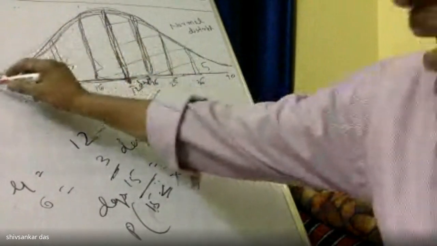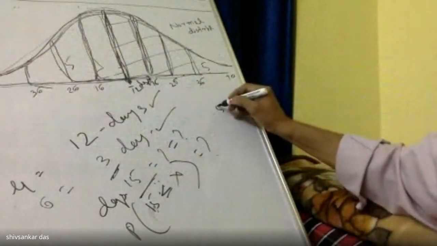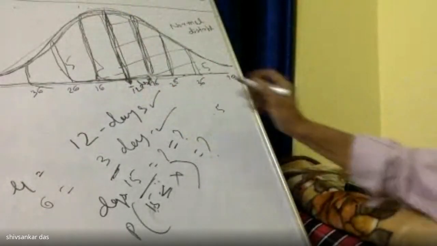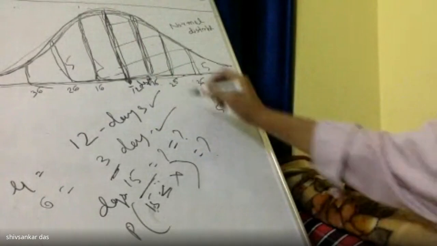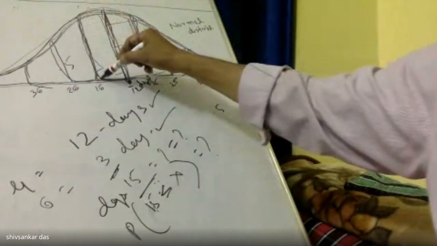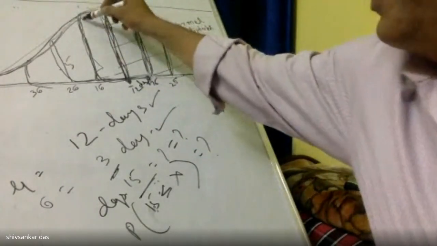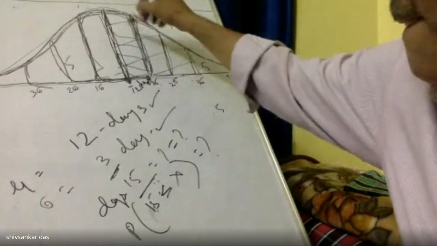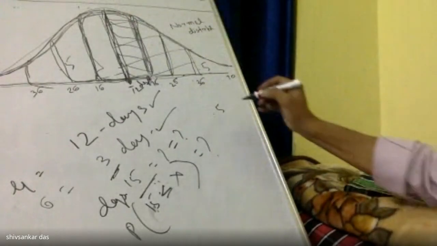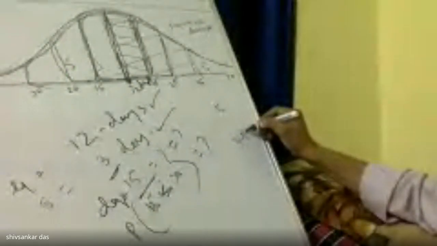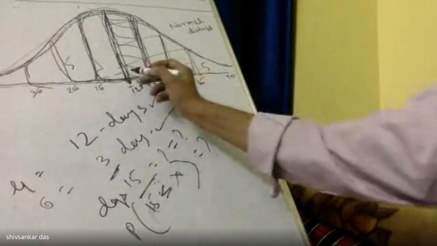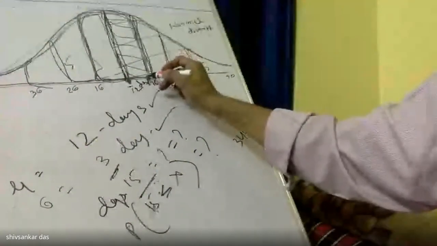Up to 12 days is half, 50%, and after 12 days 3 more days, 15 days. So we know this area is 68%. Then what is this area? 34%, 0.34, something like this. So this is 0.5, this is 0.34.